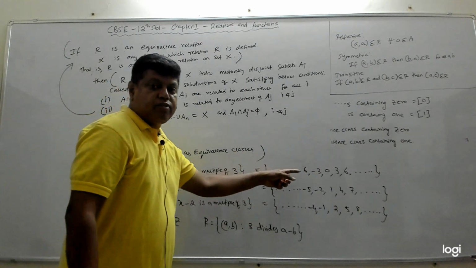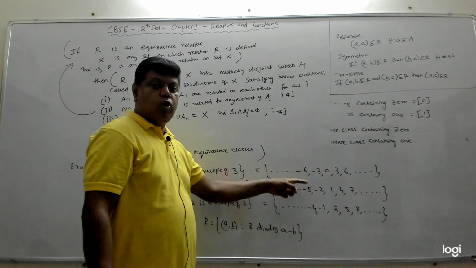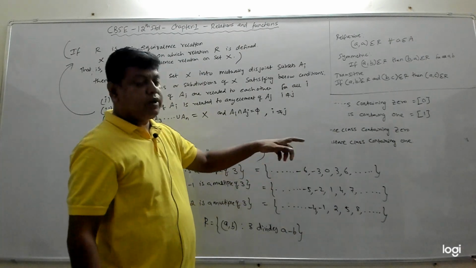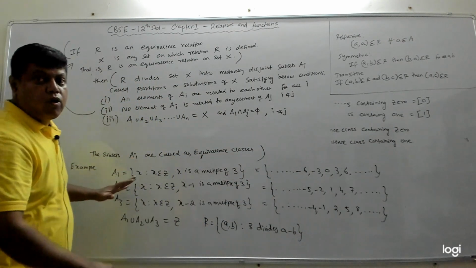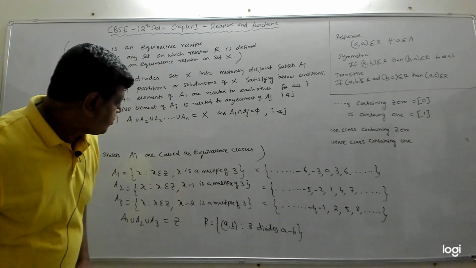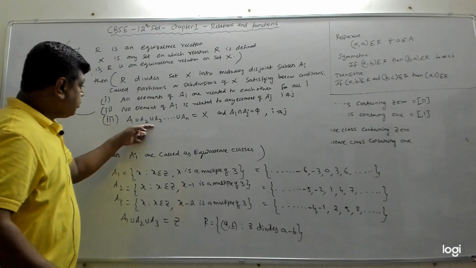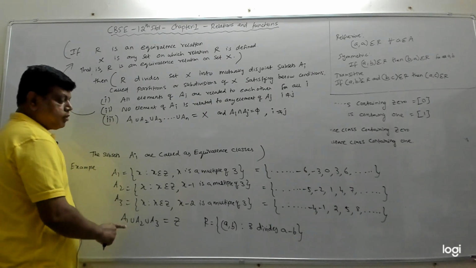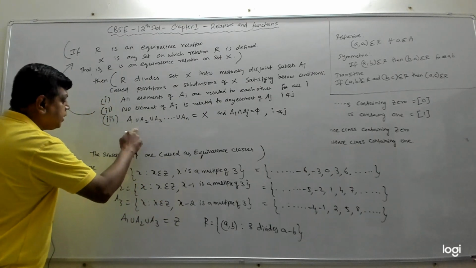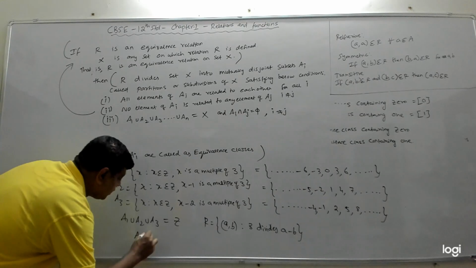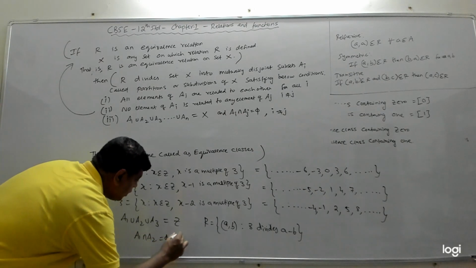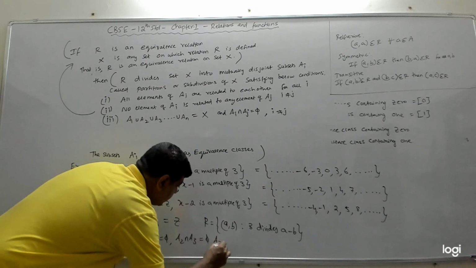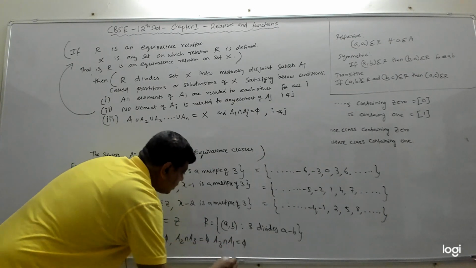So no element in this set will be related to any element in this set. Similarly, no element in this set will be related to any element in this set. So it will satisfy all these conditions, right? And if you take the union, see here it is A1, A2, A3, only 3 sets. If you try to find the intersection between any two, your A1 intersection A2 is empty, your A2 intersection A3 is empty, and your A3 intersection A1 is also empty.